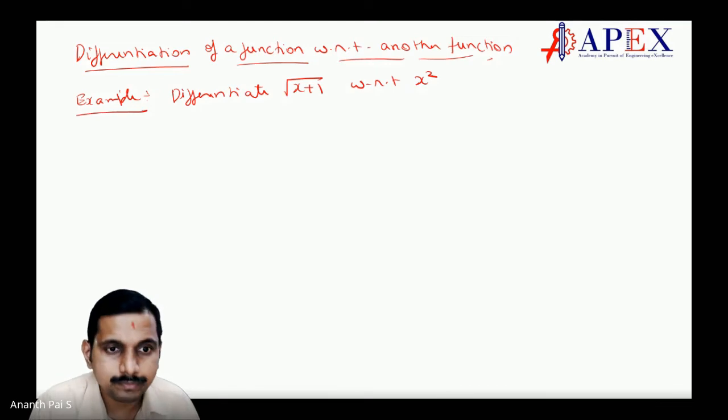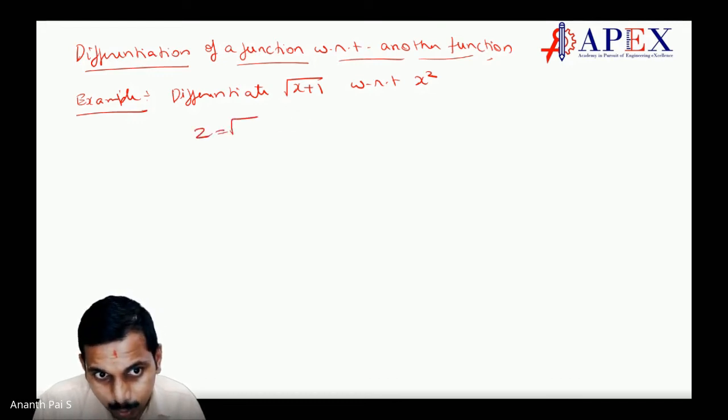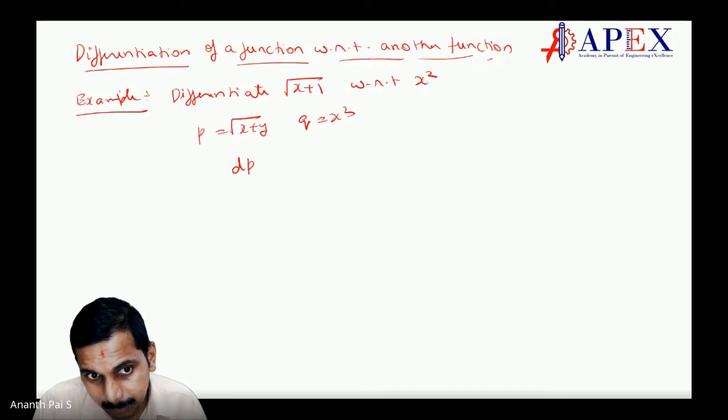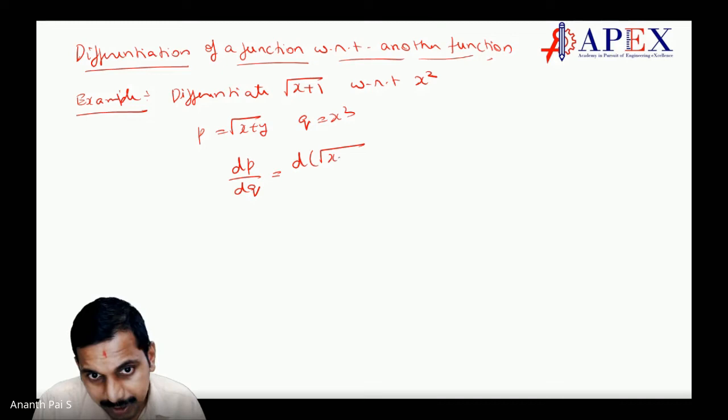How will you do that? Let us take p is equal to root of x plus 1, and let us take q is equal to x square. What we need is dp by dq. Correct. What is dp by dq? It is d of square root of x plus 1 divided by d of x square.